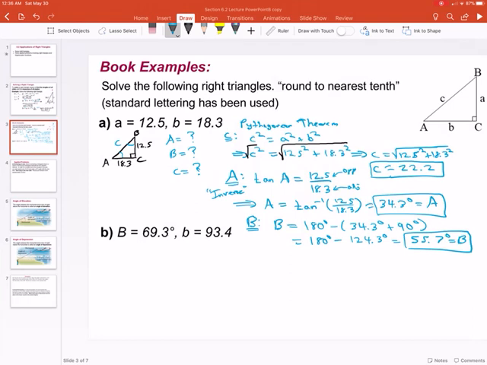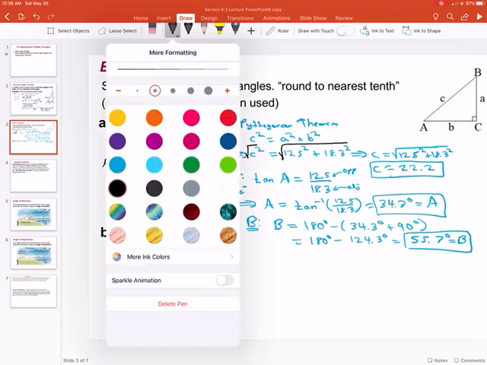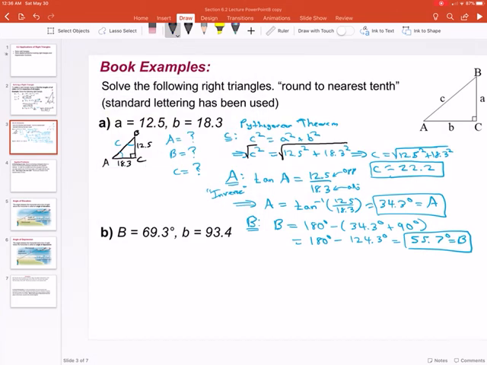All right, let's move on to example B. Look at this triangle. Let's go ahead and get a picture. That's our first step always: visualize what they give us. So let's draw a quick picture of triangle ABC. Standard lettering, capital letters for the angles. Angle C, of course, we'll let that be our 90-degree angle. Let's go ahead and label. We're given angle B, so we know this angle measurement. That is 69.3 degrees. We know the side opposite that angle is 93.4 units in length.